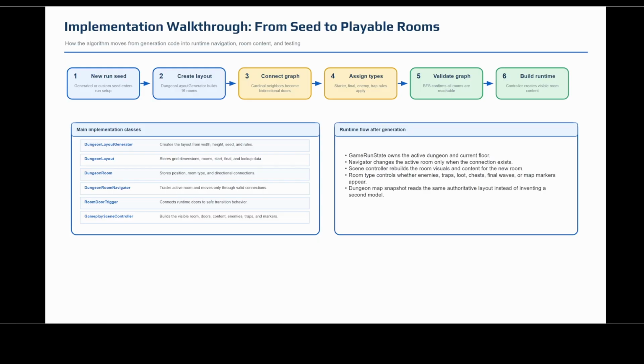From a testing standpoint, the main advantage is that most of the algorithm is deterministic and data-driven. Fixed seeds can validate room types, connectivity, bidirectional doors, navigator movement, final placement, and map grid positions. That makes the ACO both a gameplay feature and a testable software engineering component, which makes it very important.